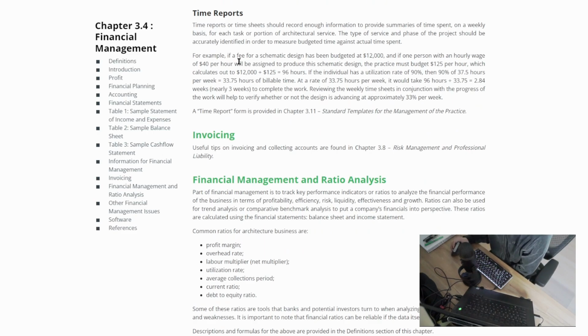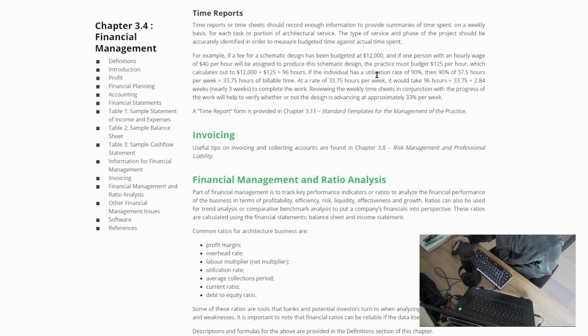For example, if a fee for a schematic design has been budgeted at $12,000, and if one person with an hourly wage of $40 per hour will be assigned to produce the schematic design, the practice must budget $125 per hour, which calculates out to $12,000 divided by 125, which equals 96 hours.